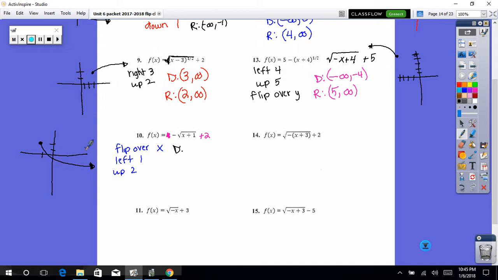So my domain, the farthest left is negative 1. I go on to infinity. For my range, the lowest I will ever get is negative infinity, and the highest I will get is positive 2.